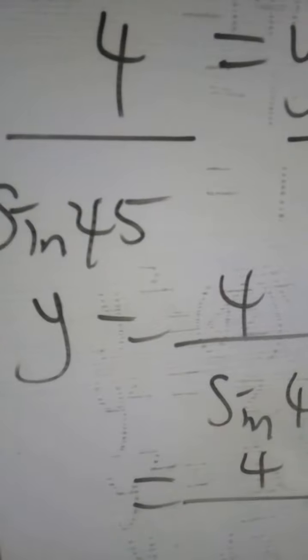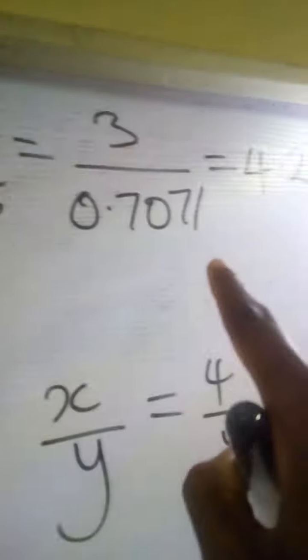Then I cross multiply. So after cross multiplying, you have 1 times 4 is 4. Then y times sine 45. So you divide both sides by sine 45. Here, sine 45 cancels sine 45. I have my y. y equals 4 divided by sine 45. Then I have to use my formula table again to get my sine 45. And that is 0.7071 as well.